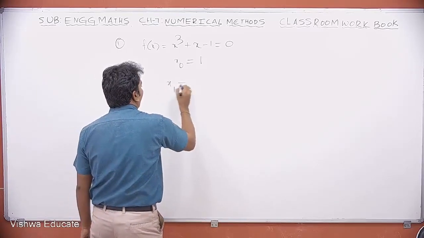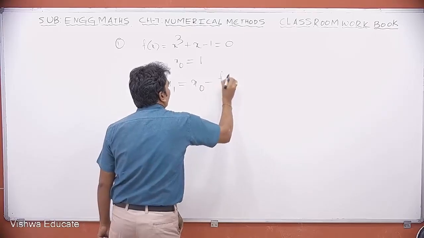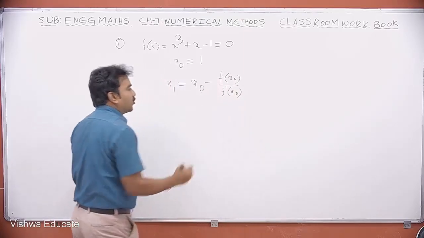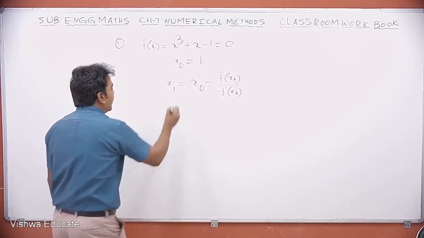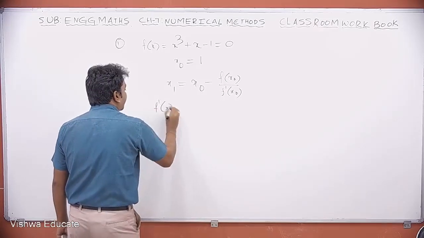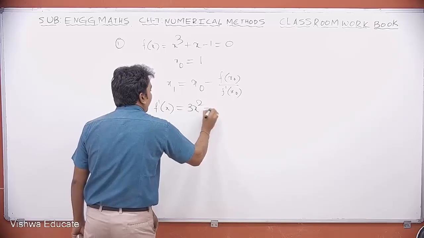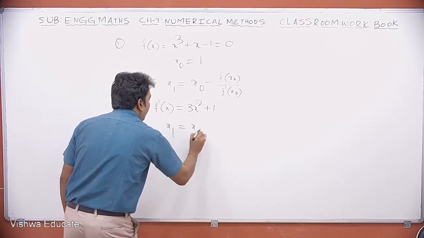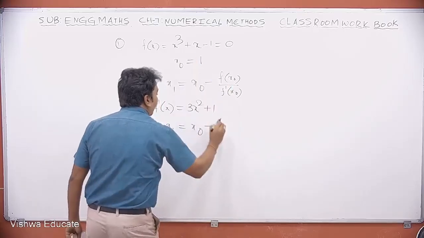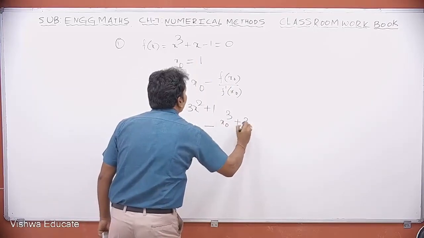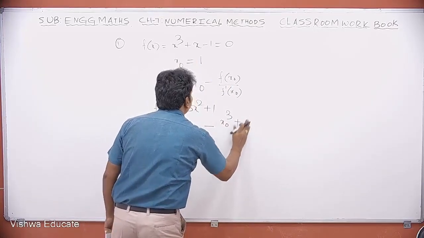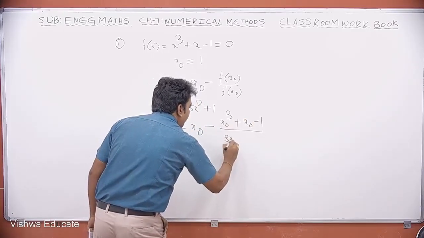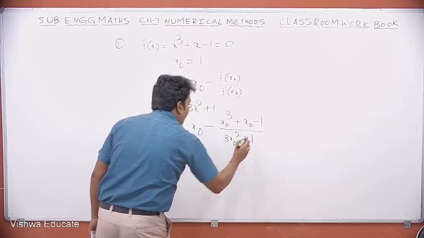So the formula we have is x1 equal to x naught minus f of x naught divided by f dash of x naught. Now what is f dash of x, the derivative? 3x square plus 1. Therefore x1 equal to x naught minus f of x naught, which is x naught cube plus x naught minus 1, divided by the derivative of this expression, 3x naught square plus 1.